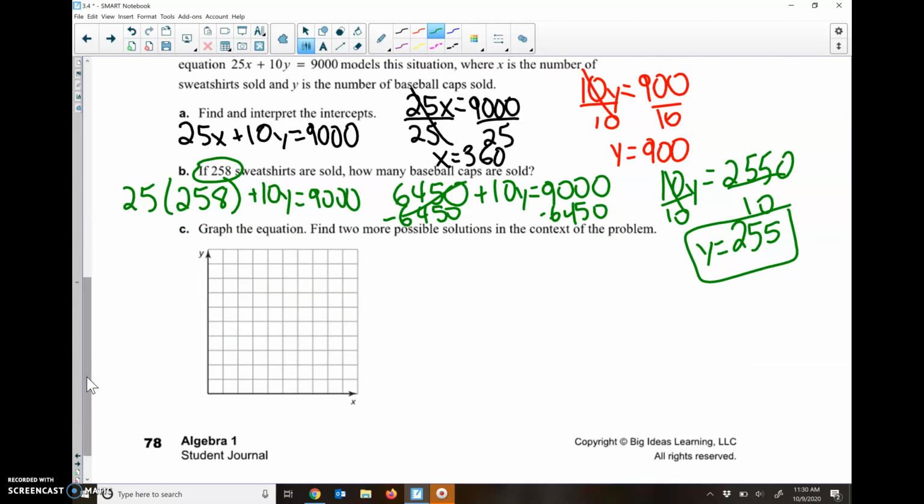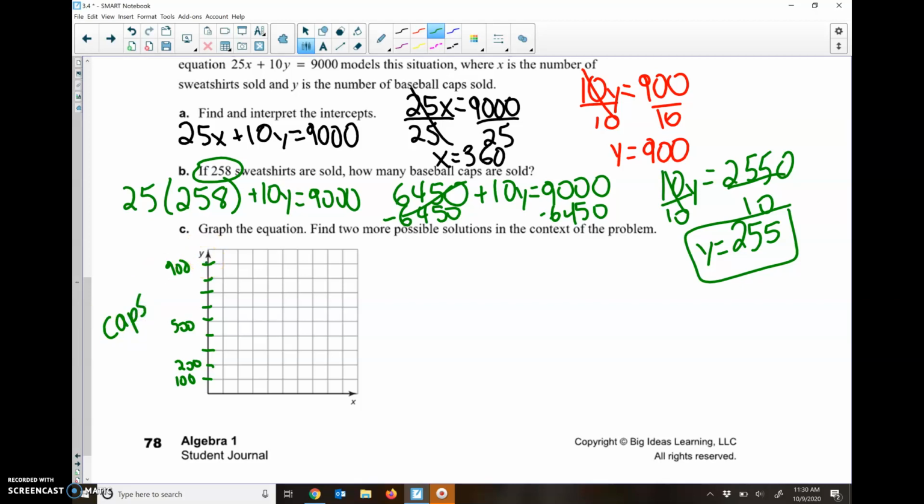It wants us to graph it. It's kind of weird because there's no numbers here, so we're just going to make it up, and we'll say that these are hundreds each. So 100, 200, 300, 400, 500, 600, 700, 800, 900. So we'll say that that's 900, and we'll call this the baseball cap side, not hats.